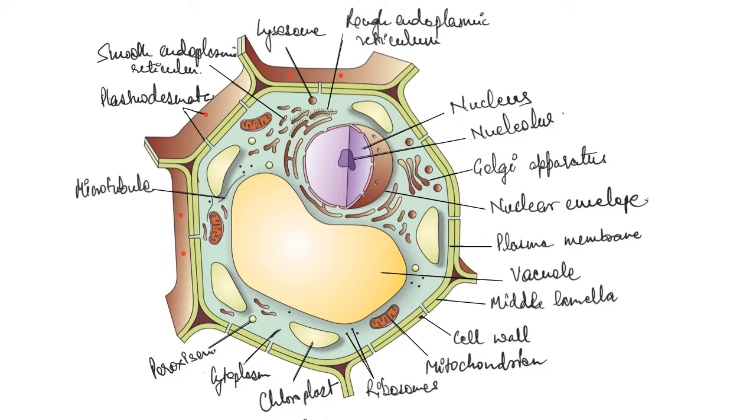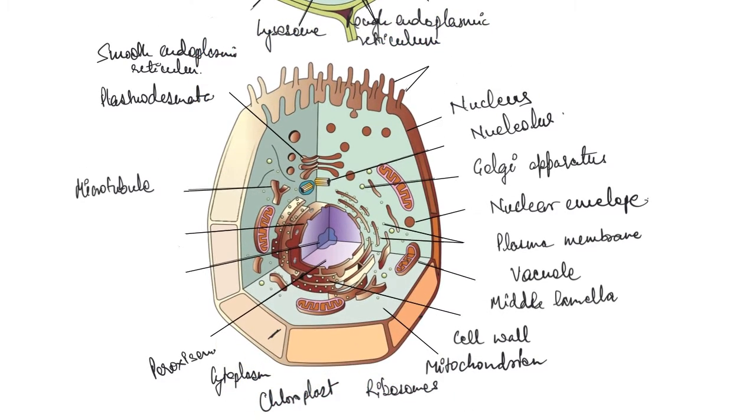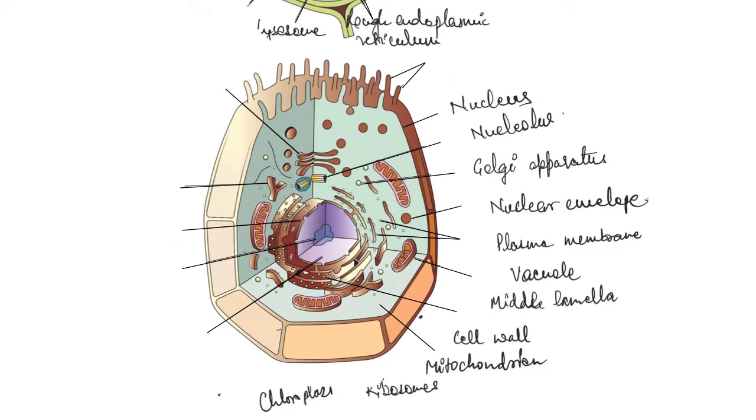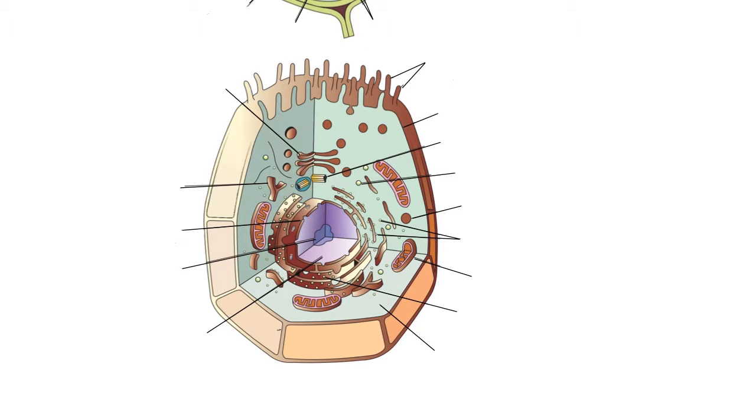Now, in a similar way, let's also see the structure of the animal cell. So this is the animal cell, right? I'll just remove the previous labeling and we'll see the animal cell, right? So now in the animal cell, how is it different? In the plant cell, we had a cell wall, right? Here, the outermost layer is the plasma membrane.